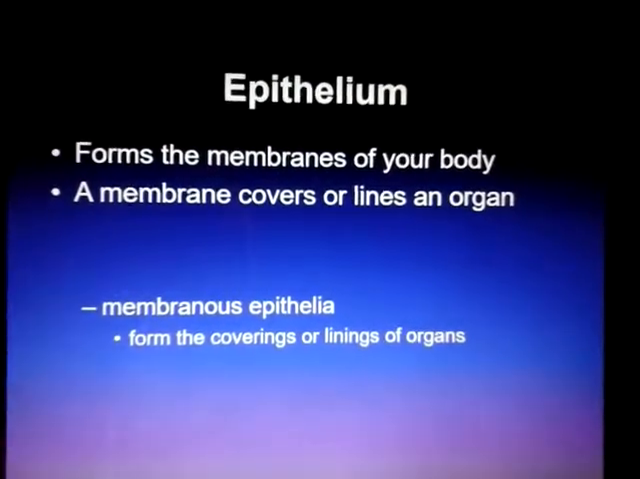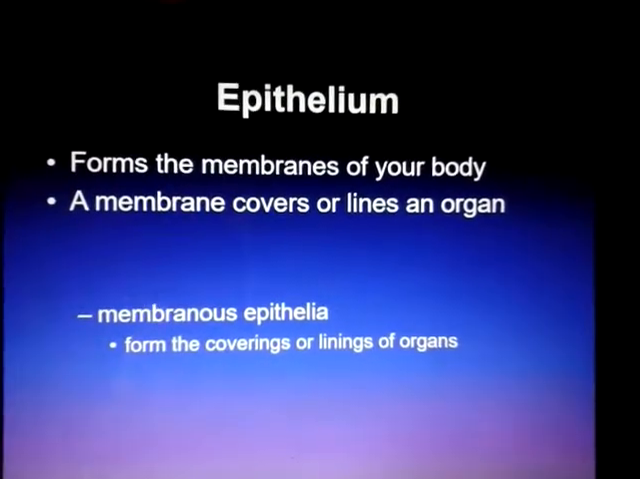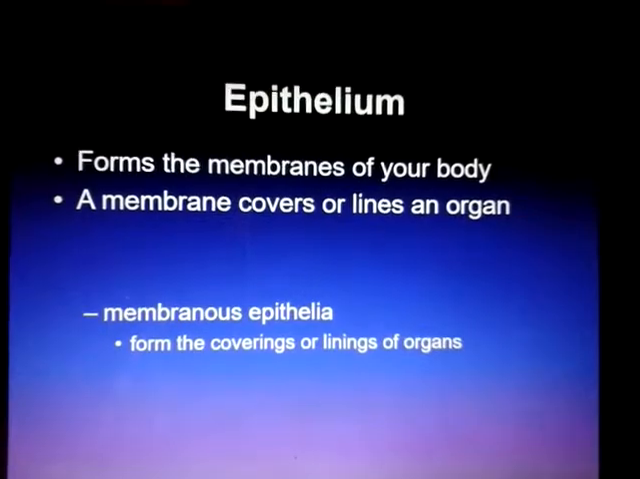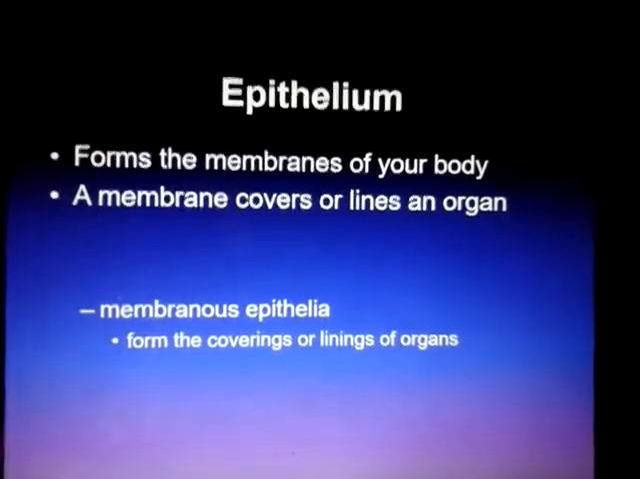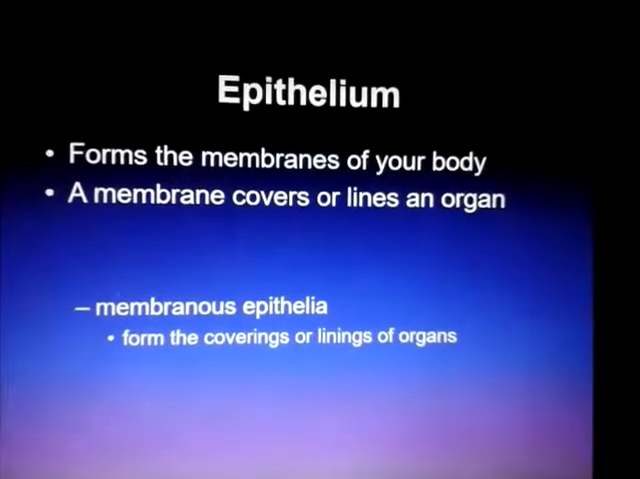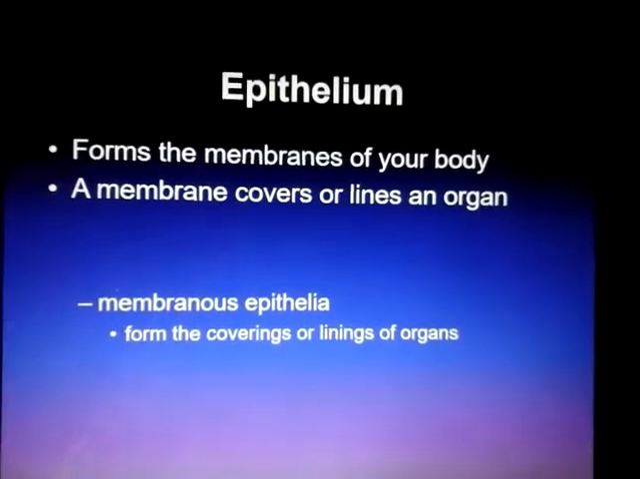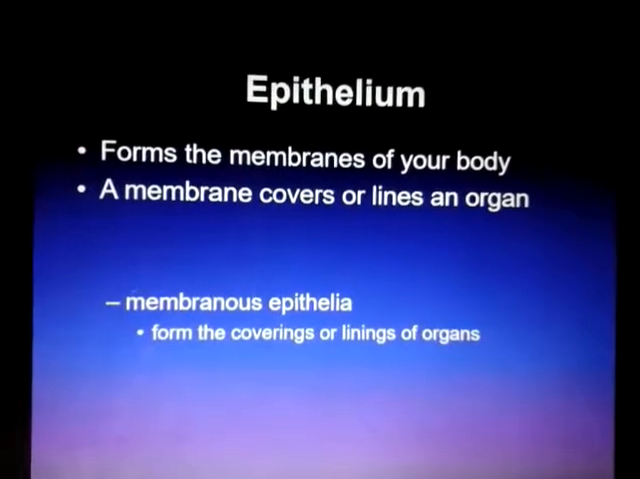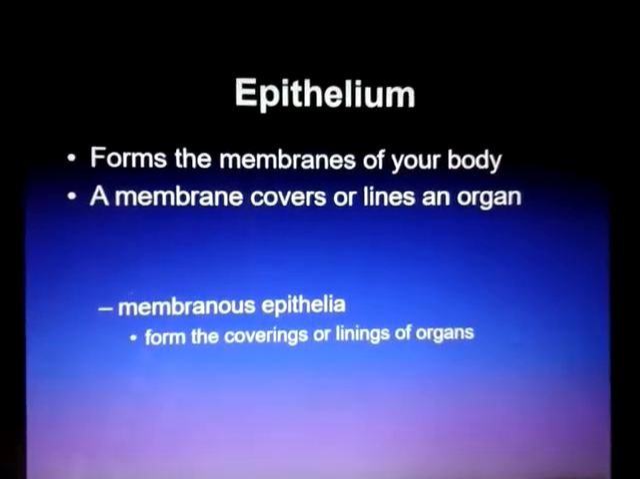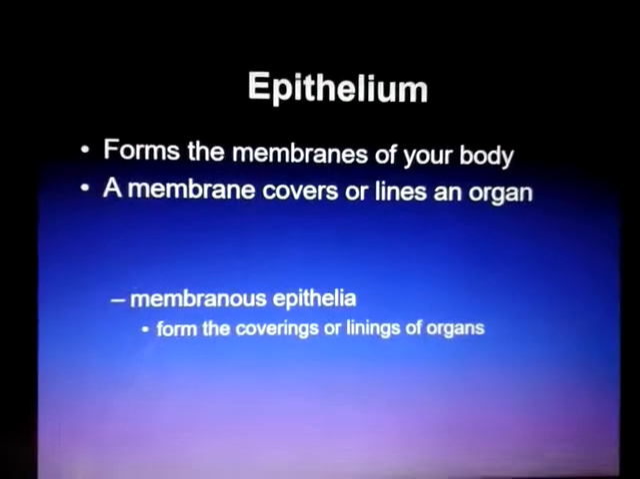So what we're going to focus on in this video is epithelial tissue. And again, epithelial tissue is what forms the membranes of your body. And so again, if you have the anatomy coloring book, page 8 goes over the different categories of epithelial tissue. Now, any membrane in your body is made from epithelial tissue. And so every time we talk about an organ, we're going to talk about the membrane.